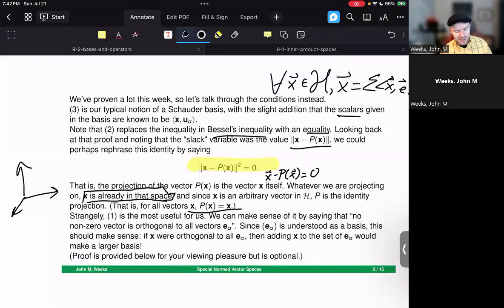So since we are understanding this as a basis, if x were orthogonal to all E sub n and x was non-zero, then we could just add x to the set of all of these vectors E sub n and get an even bigger basis. But we know that bases should be essentially the same size, that bases are the largest possible linearly independent sets. So if x were orthogonal to all E sub alpha and were non-zero, you could just add it in there, since you would be adding in one more linearly independent vector that gets to go off in a different direction.